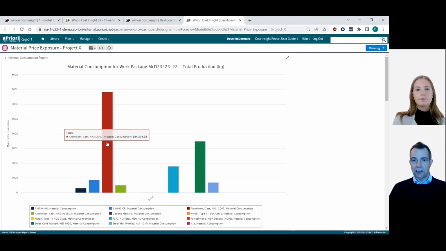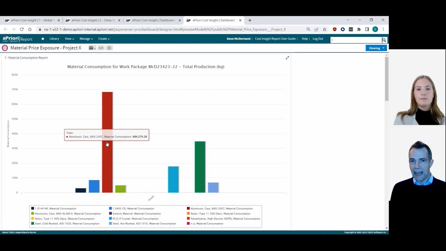In other words, it looks at everything we need to buy from a stock perspective. And this red bar here represents the biggest exposure to risk. This grade of aluminium, we need 684,000 kilograms per year of this grade of material. And therefore, if the price of that material rises, we could be in trouble. So our dashboard here tells us where we're exposed as we're designing our products.